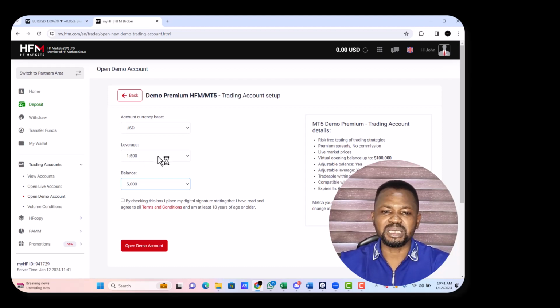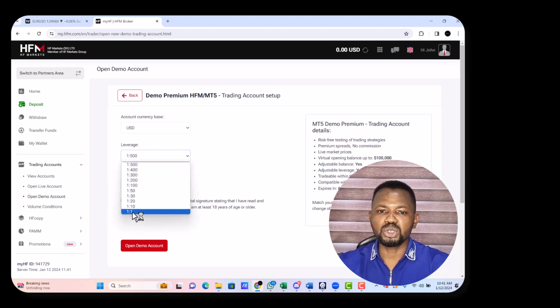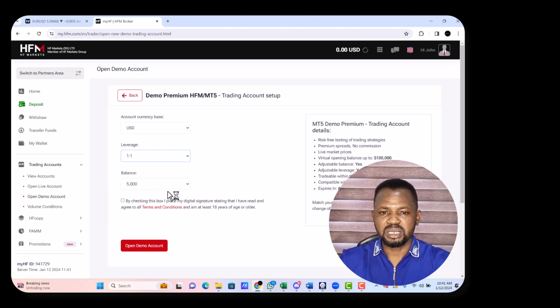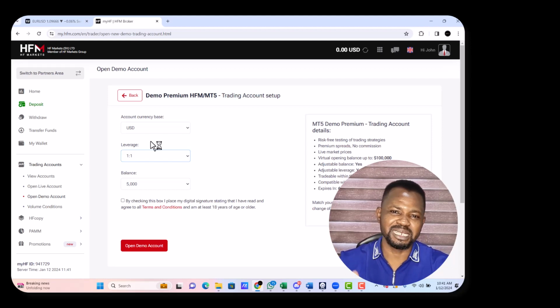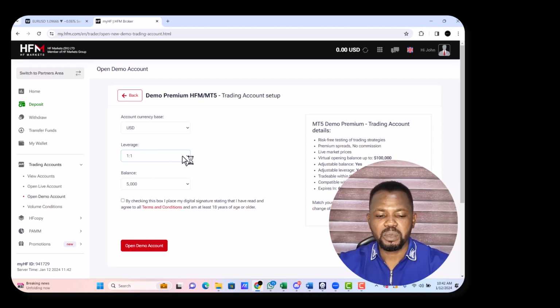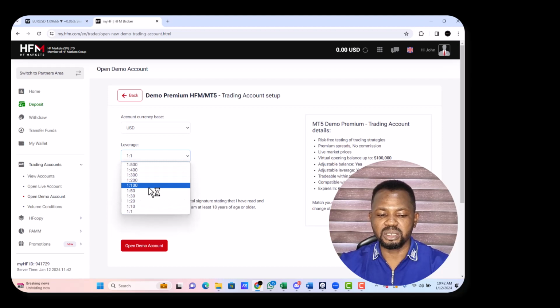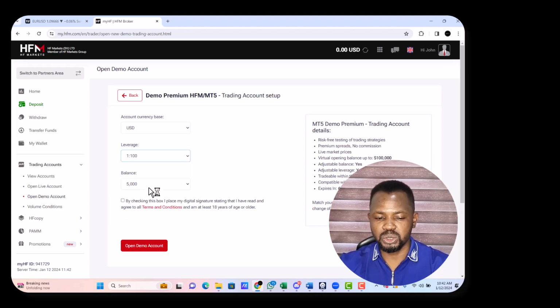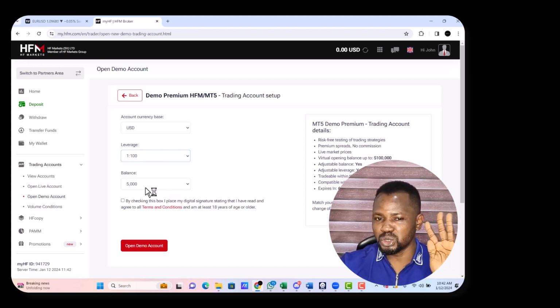Now, don't over leverage. What leverage does is, I call it a two-edged sword. I do tell people, leverage can kill you and make you alive. How do I mean that? Let's say I select a leverage of 1:100, and I'm coming in with $100. What it means is that I am now trading with $10,000, right? With this, I can open 10 positions with 0.01, or I can open 1 position.